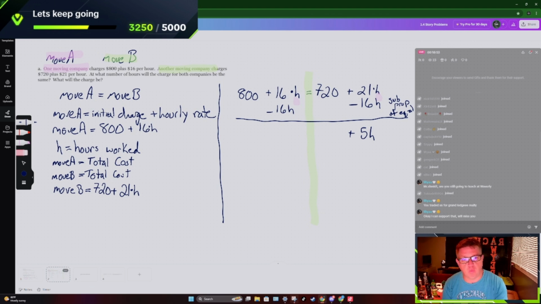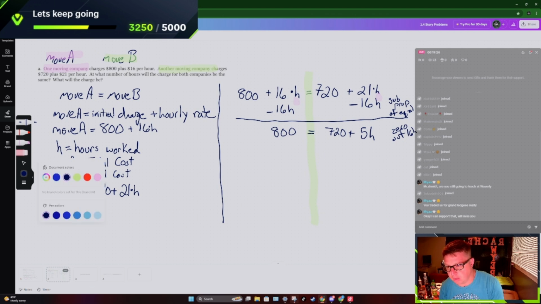When we do that, what we're going to get on this side is 0 out these 16h's. So we are zeroing out the 16h because we want it to disappear, and that's what we did in this step, okay? So when we get from one step down to the next step, that's why you see that kind of justification there. Now, this time we're going to move the 720 to the other side.